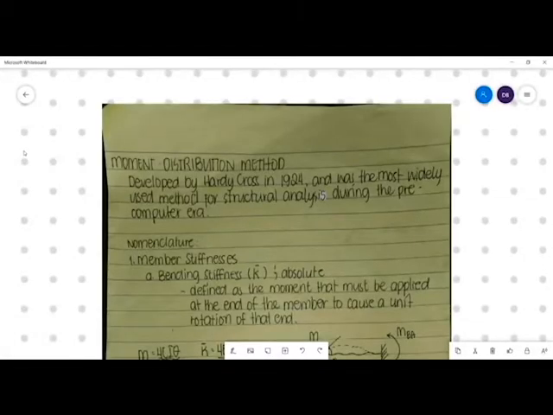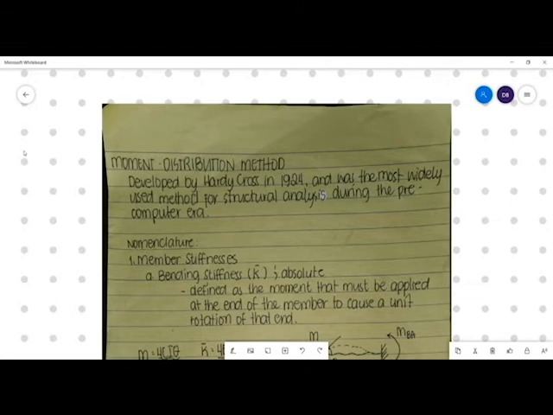The moment distribution method is a method developed by Hardy Cross during 1924, and was the widely used method for structural analysis during the pre-computer era. It is a displacement method, somewhat similar to the slope deflection method, but the only difference is that in the slope deflection method, we are directly solving for the rotations, for the slope, for the deflection.